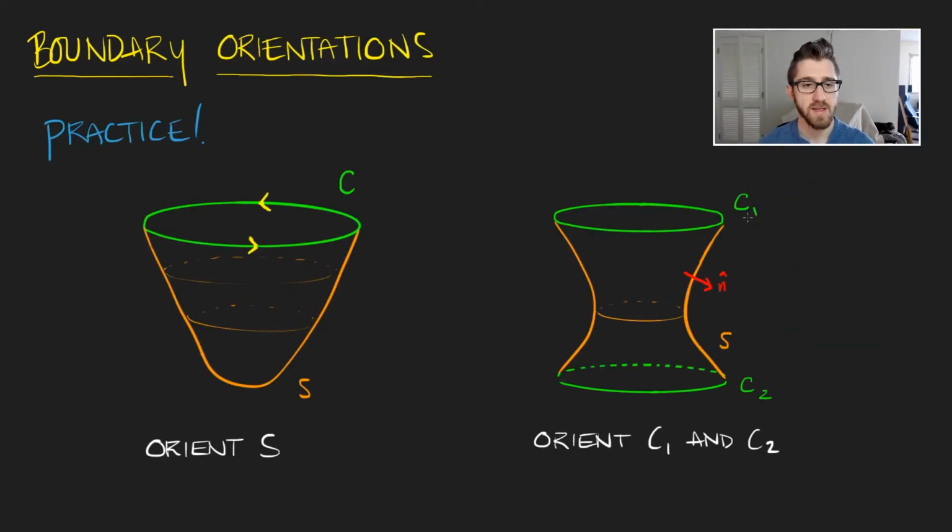In fact, for practice, here are two exercises for you. In the first one, you're given a surface with an oriented boundary, and you need to figure out an orientation on the surface, which will be either outwards or inwards. And in the second, you're given a surface with two boundary components, and the surface has an orientation. It's oriented outwards, away from the inside of this hourglass. And you need to figure out an orientation on both of these boundary curves separately.